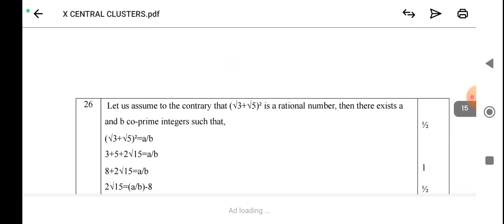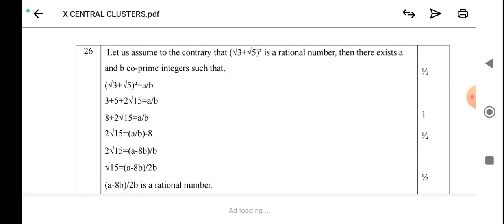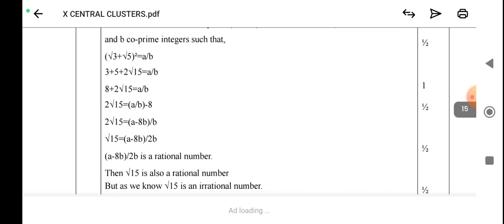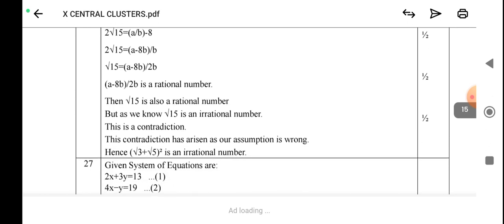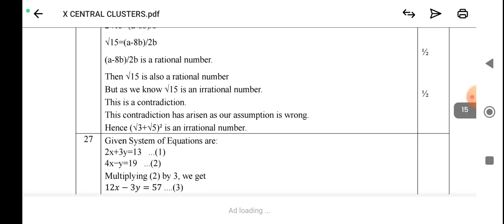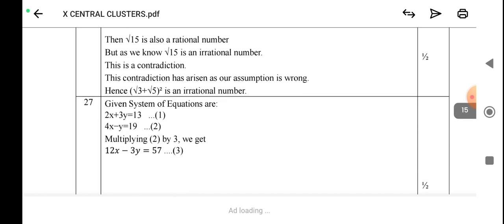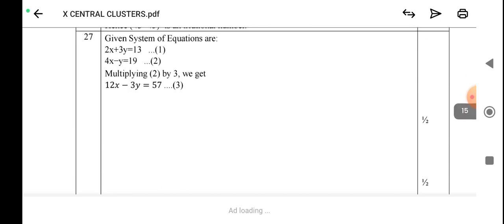So section C, 3 marks. A nice question: root 3 plus root 5 whole square, we want to prove it irrational. So we do squaring on both sides and get the value of root 15. Root 15 is an irrational number. So ultimately root 3 plus root 5 whole square is an irrational number.